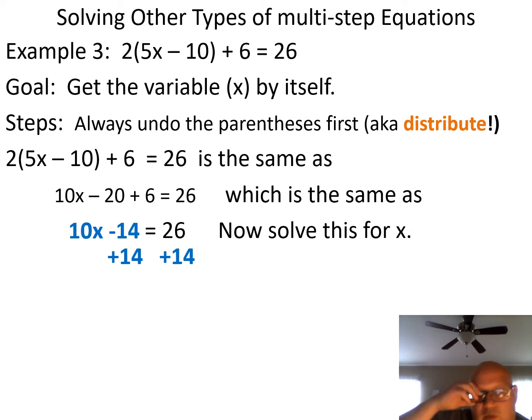Let's get rid of that 14. So we add 14 to both sides. That zeroes out, leaving me with just 10x on the left side, because that minus 14 plus 14 zeroes out. Leaves me with 10x on the left equal to 26 plus 14, equal to 40 on the right. And you guessed it, inverse operation of 10 times x, but you're not guessing anymore because you know how to do this.